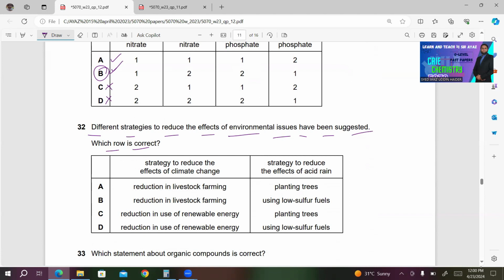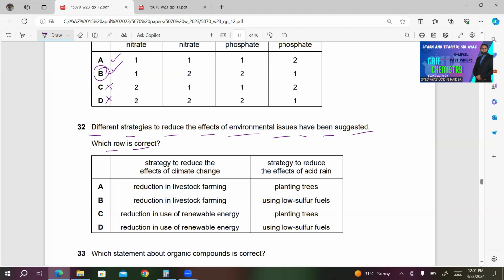Now, if you reduce livestock farming, this will definitely reduce the effects of climate change. So, reduction in livestock farming. But the reduction in use of renewable energy does not reduce the effect of climate change, because renewable energy is the one we are looking for. Renewable energy is the one which replaces. Once used up, it can be replaced.